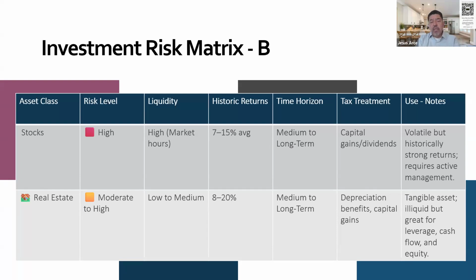The time horizon tends to be medium to long term. When you're thinking about taxes, you do have some depreciation benefits that can be used to offset income. And then obviously you have some capital gains there if you were to liquidate your real estate assets. Something to think about is that it is a tangible asset. It tends to be illiquid, but it's great for leverage, cash flow, and equity. So you're able to pull out equity, usually tax-free, if you pull it out in the form of a loan.